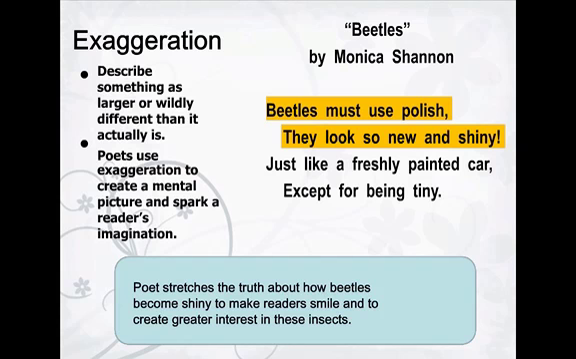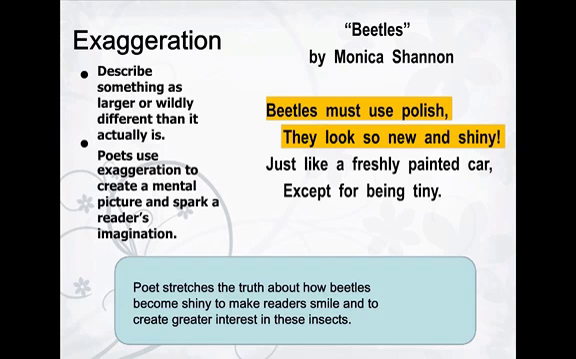Exaggeration or hyperbole is another concept that is used quite a bit within poetry when you describe something as larger or wildly different than it actually is. And so poets use exaggeration to create a mental picture and spark the reader's imagination. Beetles must use polish, they look so new and shiny.